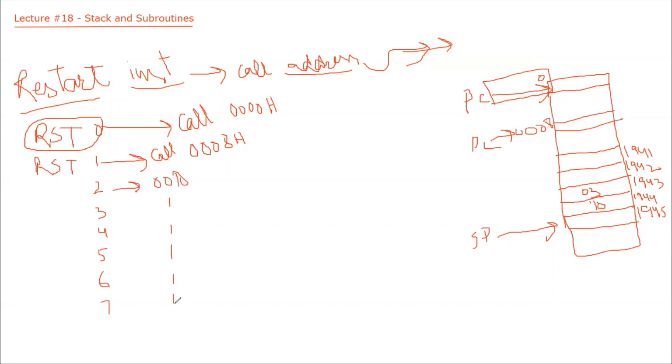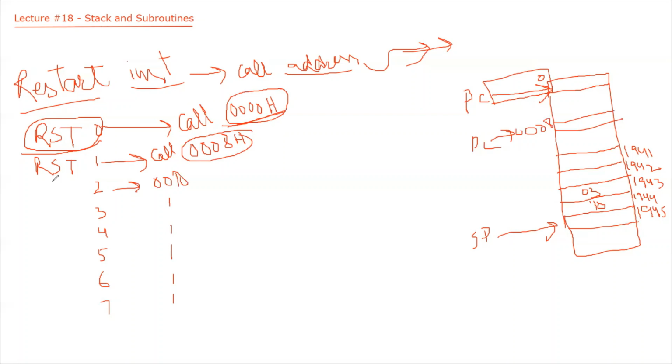So restart instructions are like call instructions, but the only difference is they are jumping to one specific location in memory, and these locations are like this. If we are moving to this location, that means it is the RST 0 instruction. And why we use these instructions will be explained in our interrupts lecture.